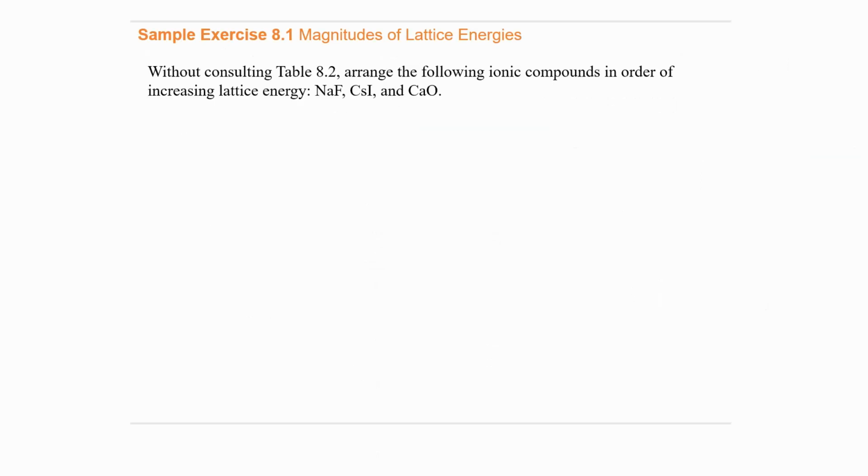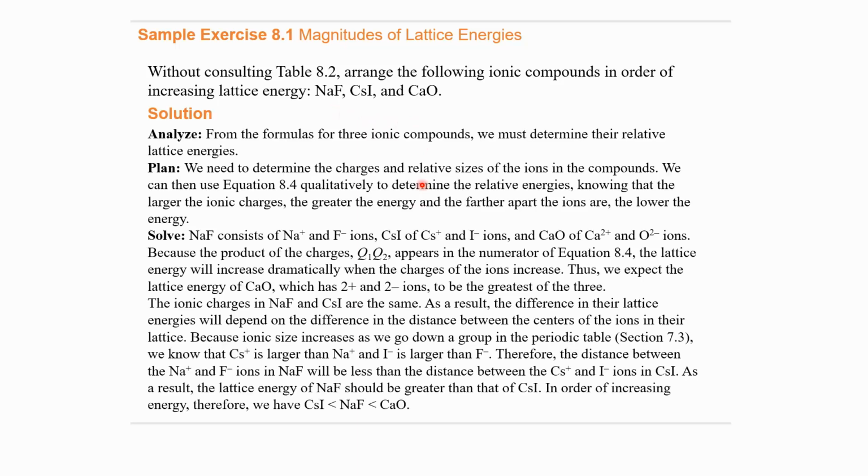Now let's look at this sample exercise talking about magnitudes of lattice energy. Now, without consulting the table, arrange the following ionic compounds in order of increasing lattice energy: NaF, CsI, and CaO. From the formulas for the three ionic compounds, we must determine their relative lattice energy.